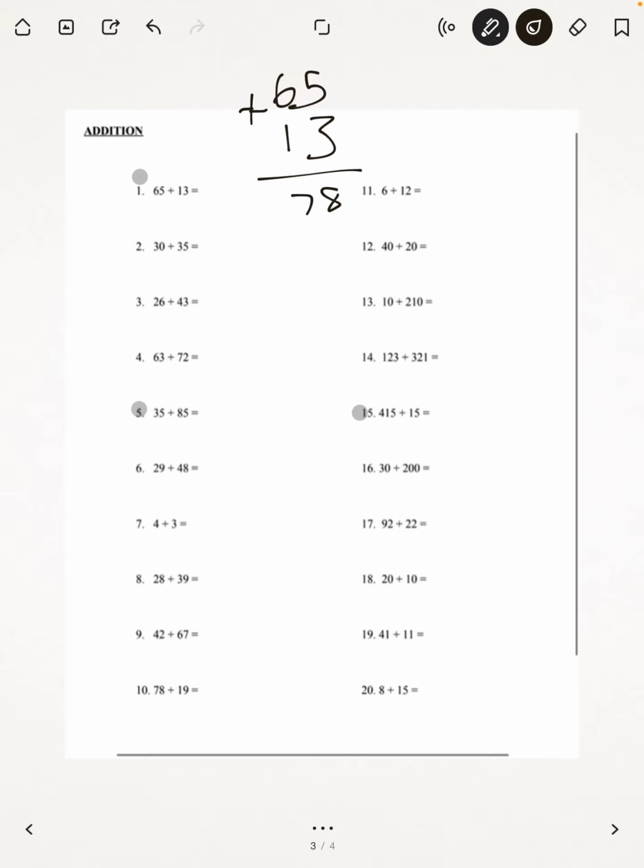When you add two numbers, it doesn't matter which order you put them in, which one goes on top or bottom. But when you subtract, the greater number has to be on the top, and the smaller number has to be on the bottom. So this one is 78.